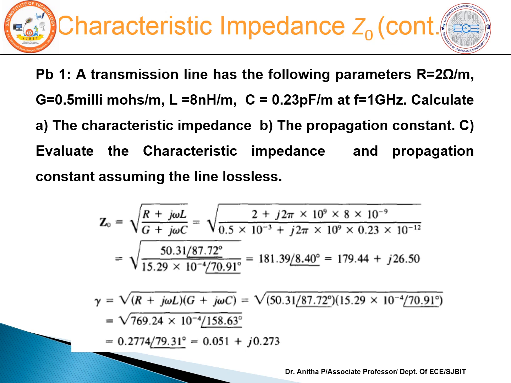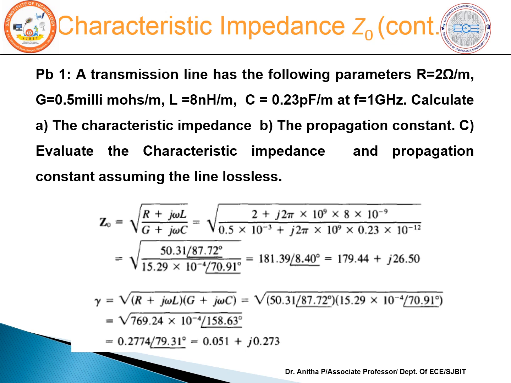Let us consider a problem. In this problem, they have given you the parameters as resistance, capacitance, conductance and inductance values. All these are distributed parameters per unit length, varied with respect to space. They specify that the transmission line is operating at 1 gigahertz. They're asking you to calculate the characteristic impedance, which is the impedance at the input terminals, and the propagation constant, so the gamma value.